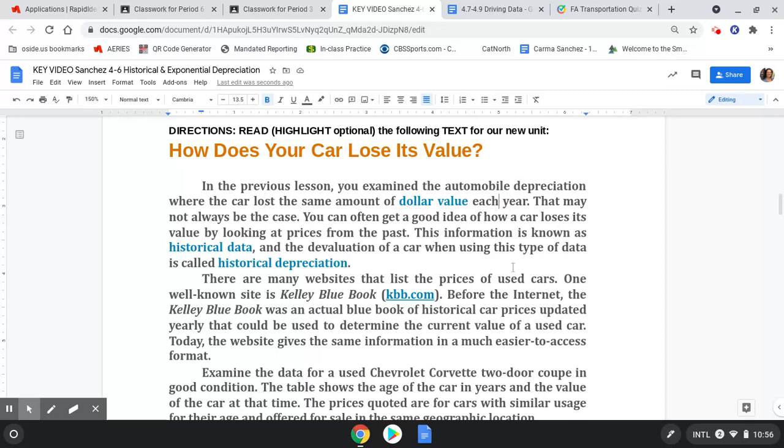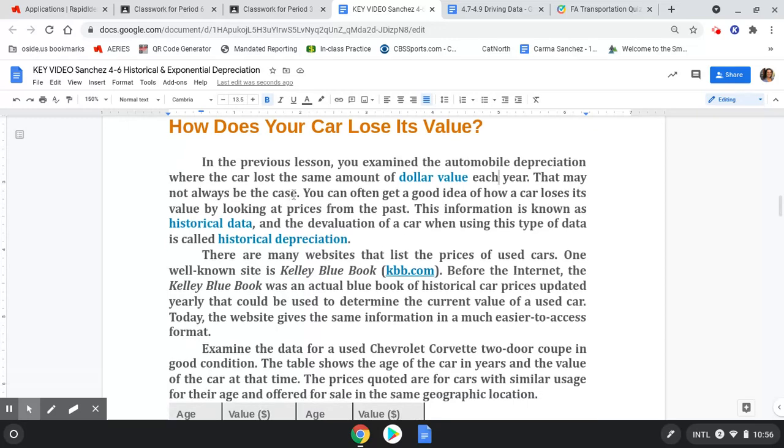You can often get a good idea of how a car loses value by looking at prices from the past. This information is known as the historical data. The devaluation of a car when using this type of data is called historical depreciation. There are many websites that list the prices of used cars. So we know this well-known website is called Kelley Blue Book.